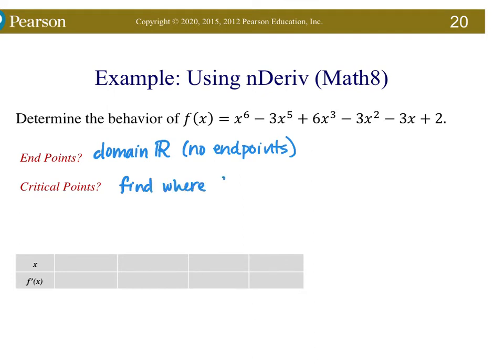Find where f prime of x crosses the x-axis or is broken. Those are the two places, okay? Crosses the x-axis or is broken. All right, and we're going to do this with our calculator.